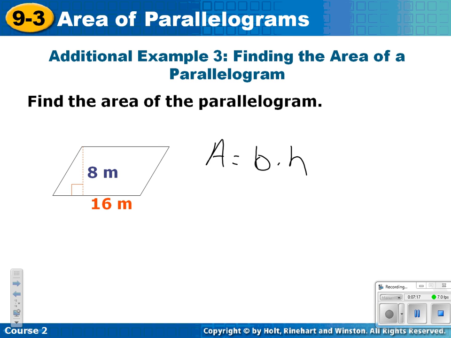We don't know what A is, so we take A equals... No, I'm sorry. The base is 16. 16 times the height, which is 8. 16 times 8 is 128. A equals 128 what? And what? Because it's area. Meters squared because it's area. Okay?